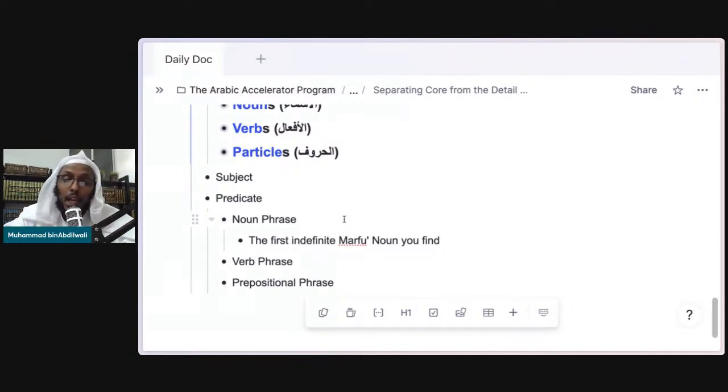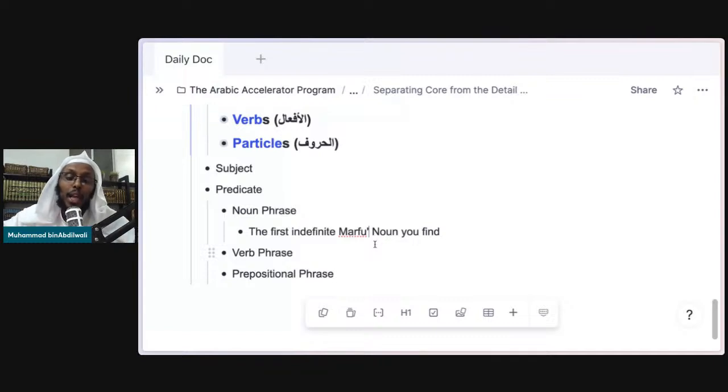Now, if you find a noun, and that noun, by the way, needs to be marfu', meaning it needs to have a dhamma or anything that takes its place. If the noun that you see is not actually marfu', then it's not necessarily the khabar, because the khabar has to be marfu'. So it could be something else, right? So mubtada, and then the indefinite noun that you find that is marfu', that is going to be the khabar.